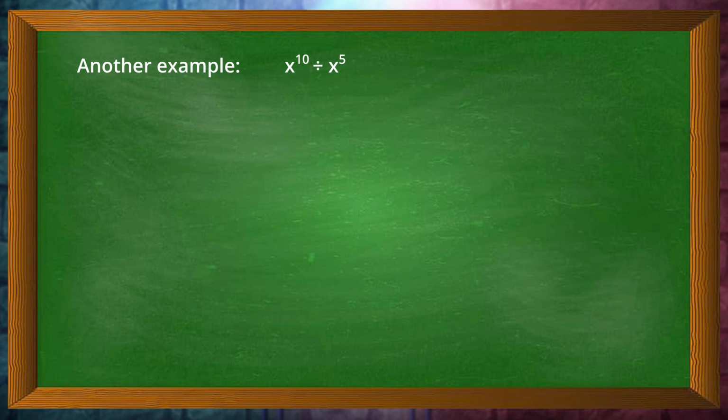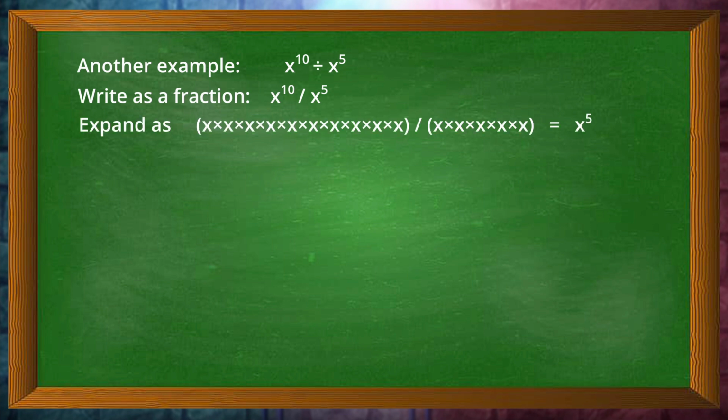In the example, x to the power of 10 divided by x to the power of 5, be careful not to make the common error of dividing the 10 by the 5. These values are indices, and indices have their own laws. To explain the process, let's expand to show all the x factors. Again, do you notice that the indices have been subtracted? 10 minus 5 gives 5.